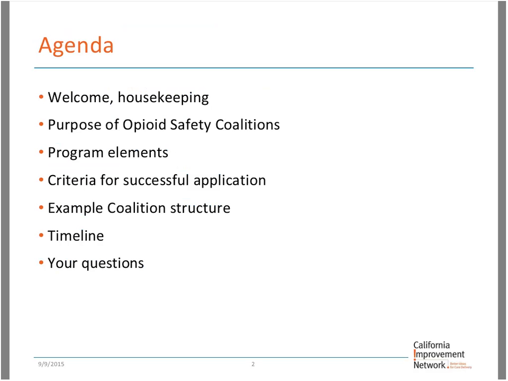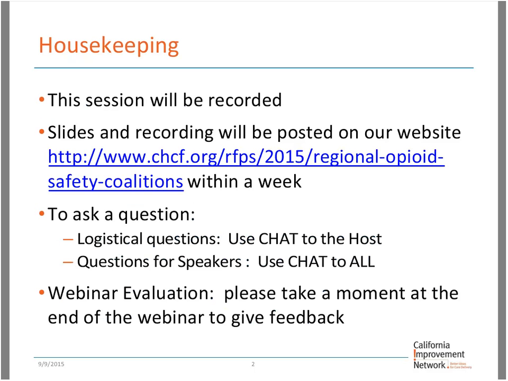The agenda for the call today is we're going to go through a little bit of housekeeping, and then we'll go through the purpose of the coalition, the program elements, what you'll need for a successful application, and then we're going to give some examples of a coalition structure. This is not mandated, but it's just helpful examples if you are earlier in your development and want to see how other coalitions have structured their work. Go through the timeline, and again, we'll have plenty of time for questions.